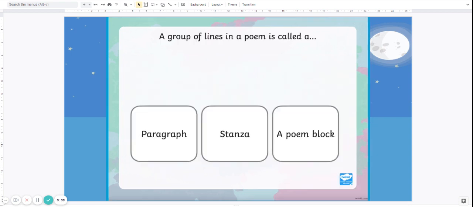My first question is, a group of lines in a poem is called a paragraph, a stanza, or a poem block? Have a think. Aha, well done. If you remembered stanza, a group of lines in a poem.